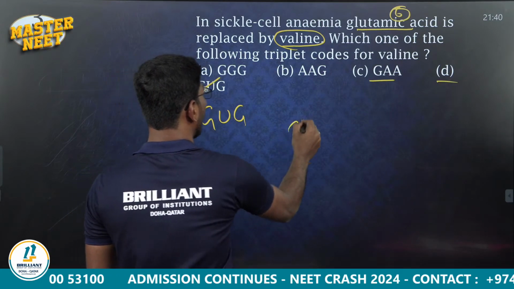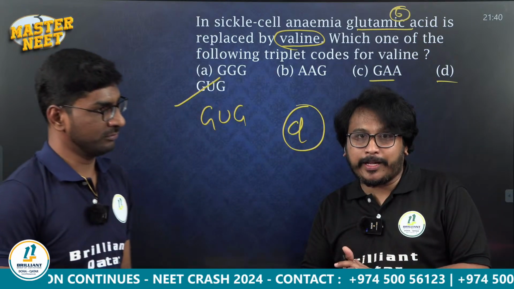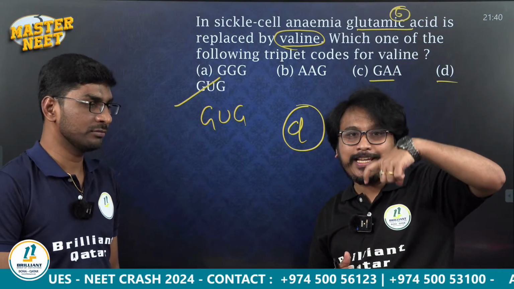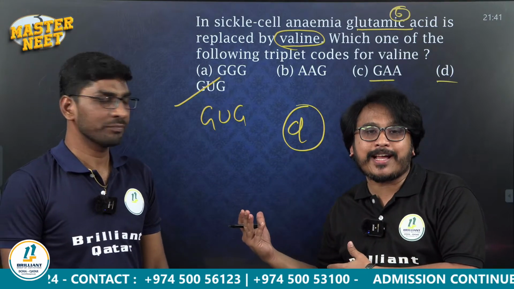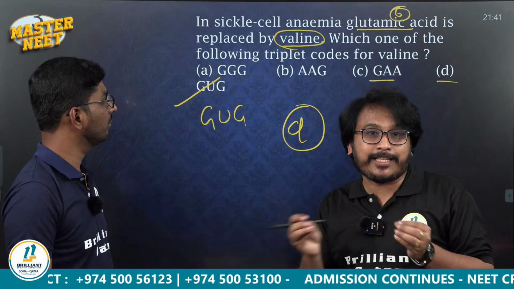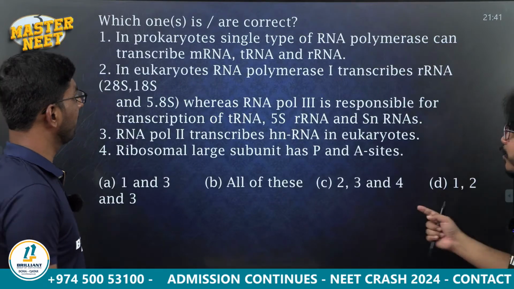GUG. So the answer is what? Option D. Please remember, it's an example of point mutation where you can see the GAG will be mutated to GUG. So instead of glutamic acid at the 6th position of the beta chain of hemoglobin, it will be replaced with valine.